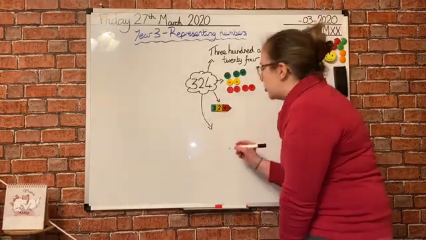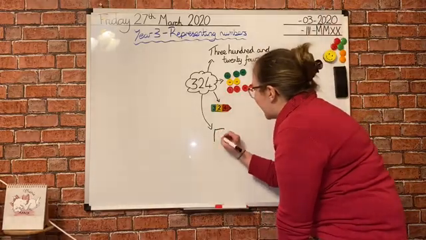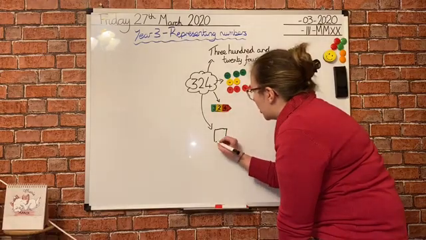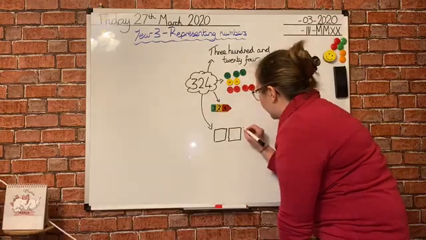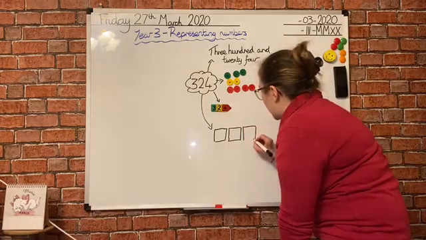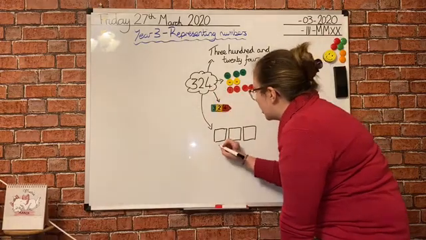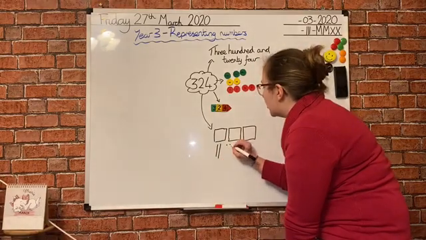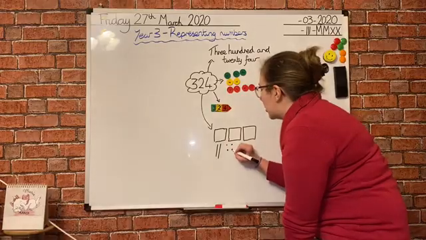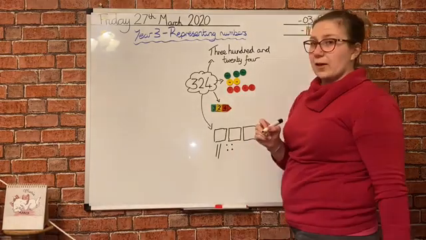So for the hundreds, we use our big squares. 1, 2, 3. We've got 2 10s. So we do our 6 for our 10s. And then our 1, 2, 3, 4 ones. Hopefully you can see that on the camera.